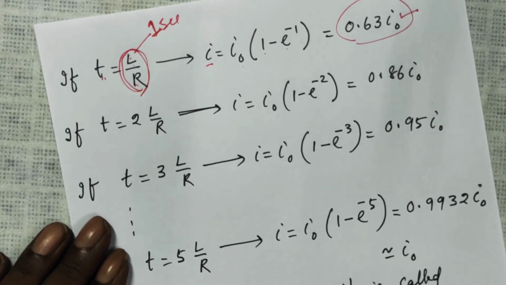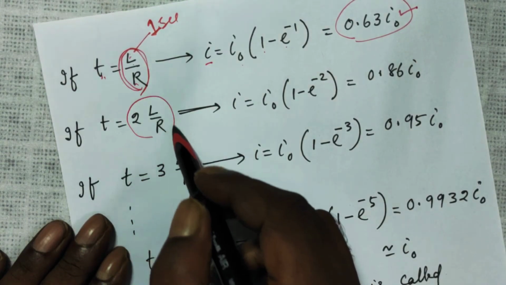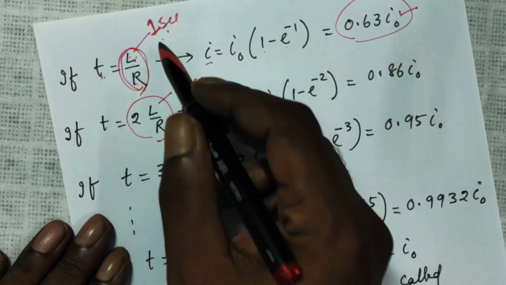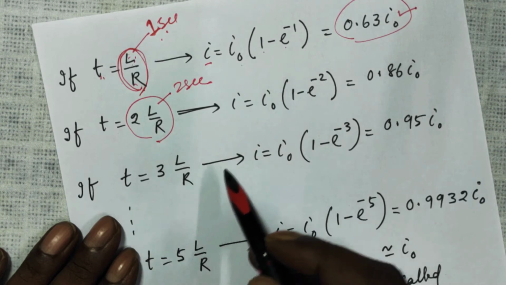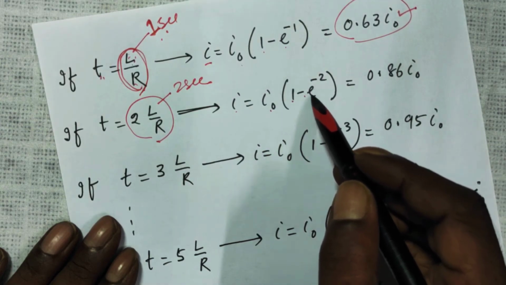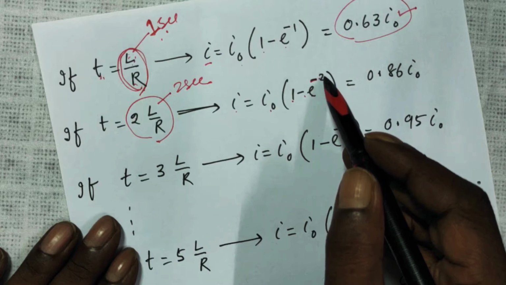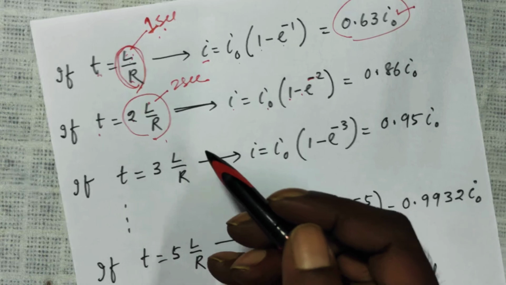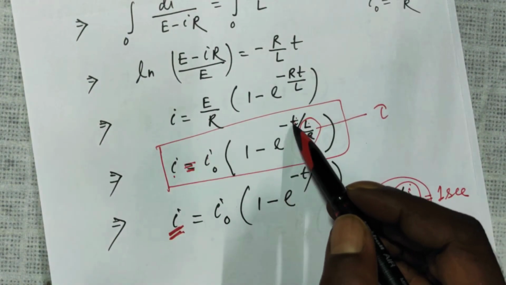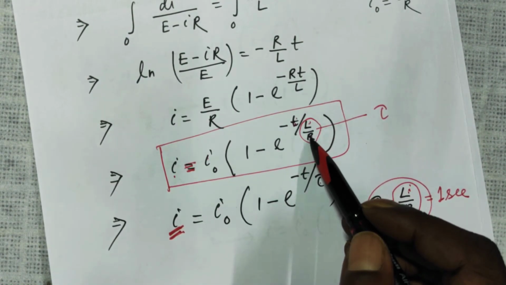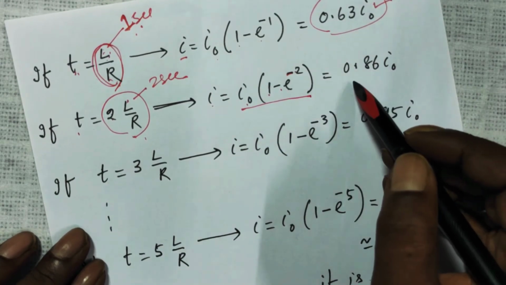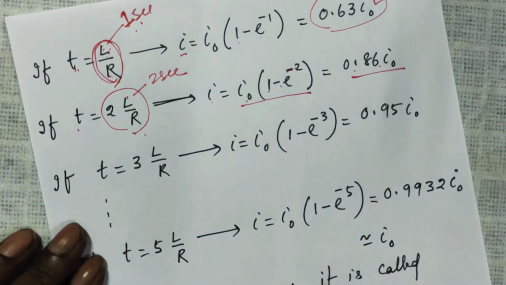Now, if you allow the circuit to work for this many seconds, if L by R is 1 second, then this will be 2 seconds. Then your I becomes I naught (1 minus e to the power minus 2). If you put t is equal to 2L by R in this equation, L by R cancels, I am left with e to the power minus 2. When you put this in a calculator, this comes out to be 0.86 times I naught.